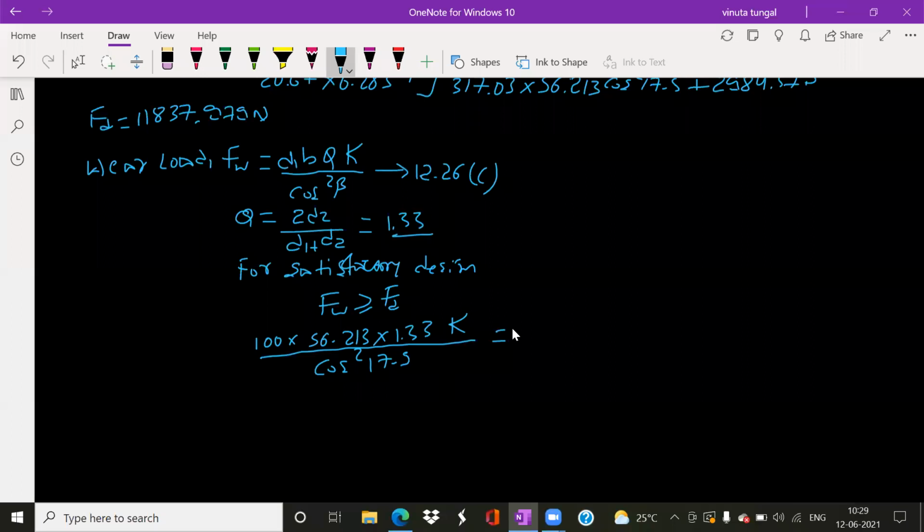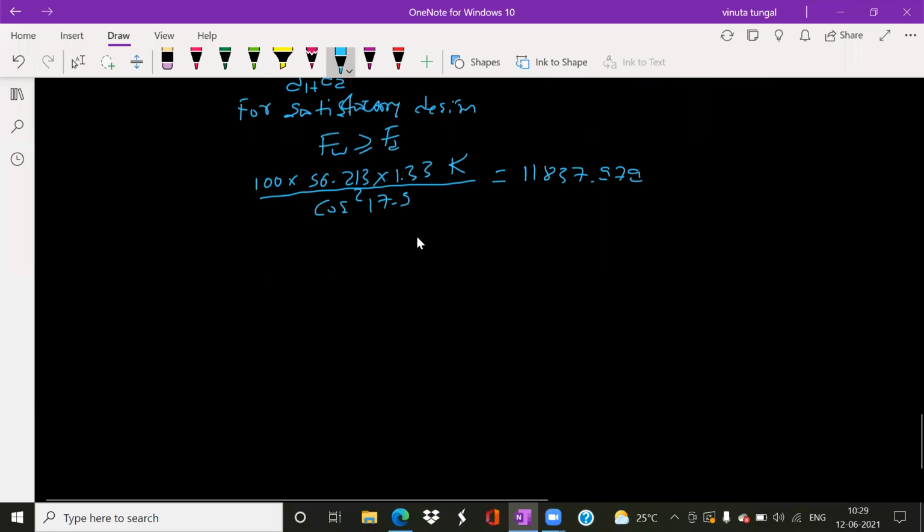FT is already calculated. It is 11837.979. Here you can see that this is the FT which we have calculated. Substitute that, and from this you are going to get the value of K. Can anyone tell me how much is the value of K? K is equal to, I am getting it as 439. Please cross check whether the value I have written is correct or not. Any one of you cross verify that?